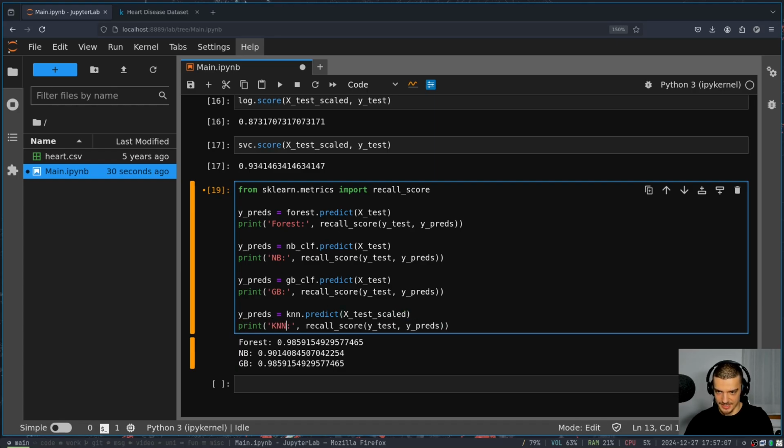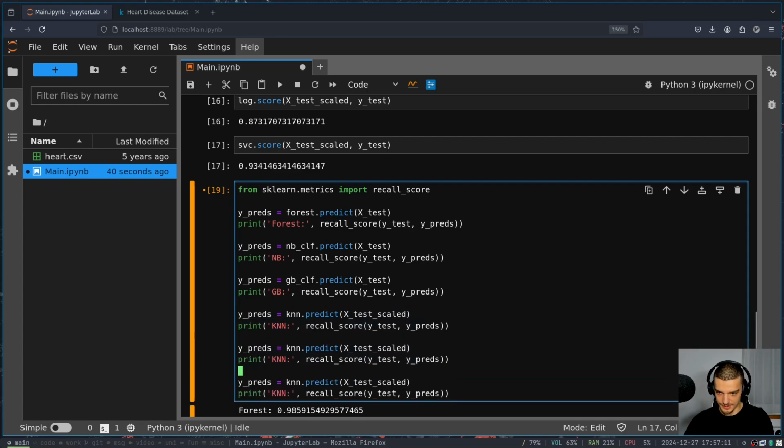The rest stays the same. And now we can copy this twice. We can change this to log. We can change this to log. And finally, we have SVC. And we can change this to SVC.